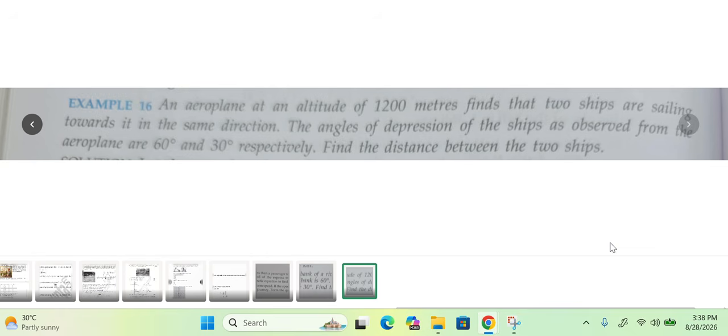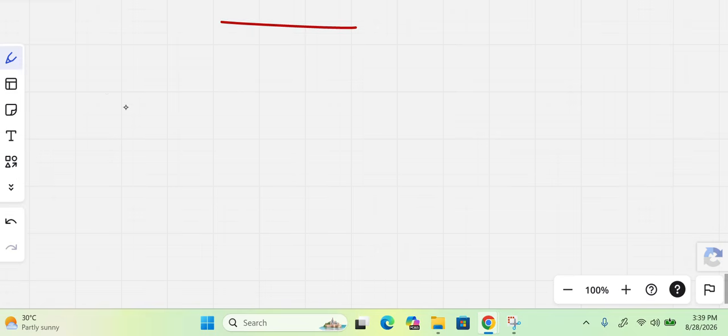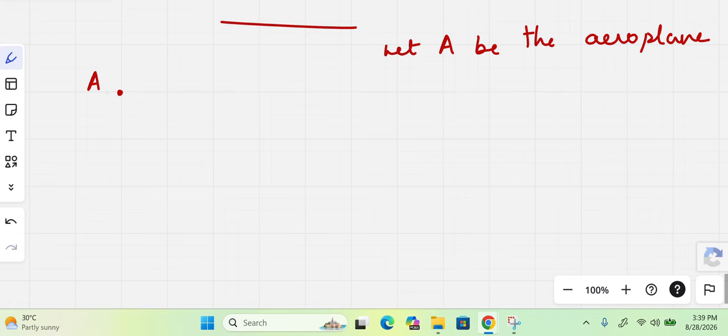If you're done, let me know, guys. Okay, now let me just draw the diagram. You verify if it is looking correct or not. Where is my question? An aeroplane is at an altitude. So where is your aeroplane? This is my aeroplane, so you will say, let A be the aeroplane. Don't get confused, okay?